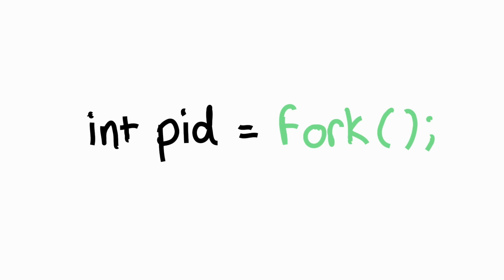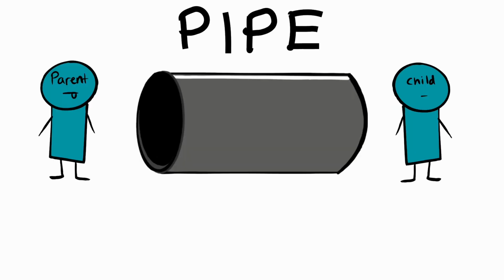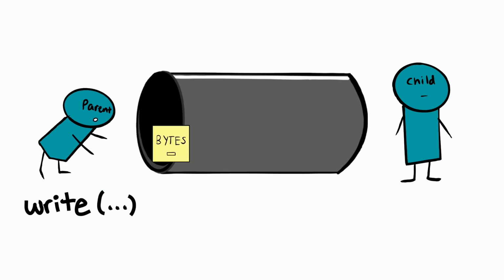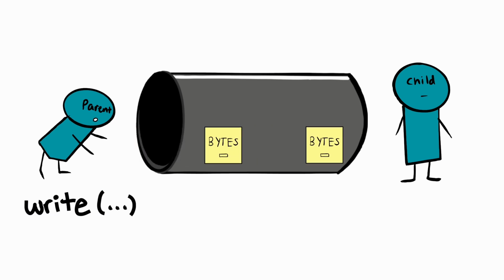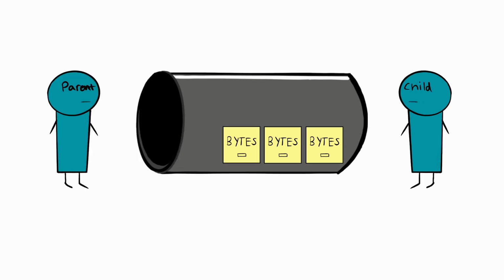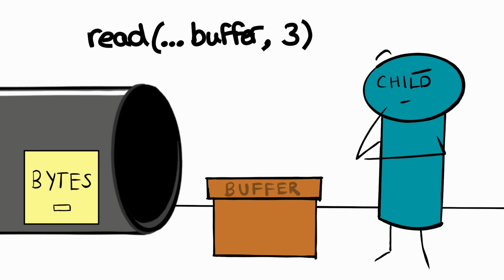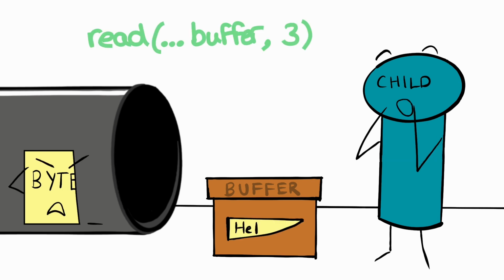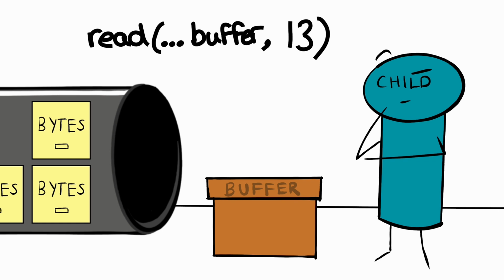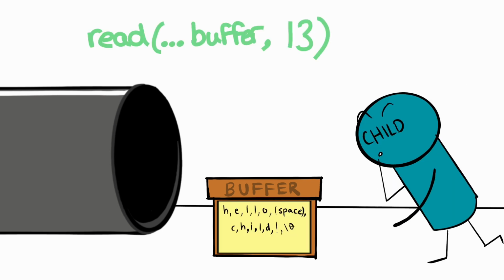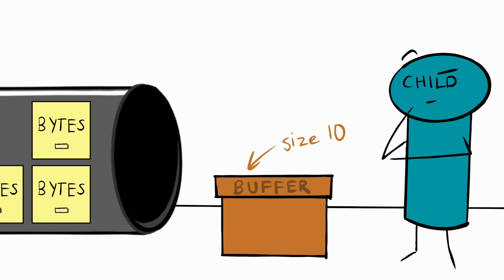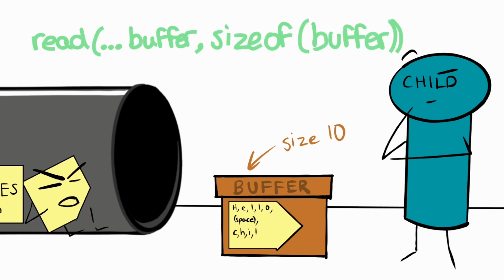For example, if we use fork, we now have two processes, a parent and a child. The parent process writes the message, "Hello child," to the child process. When the child process decides to read it, it will need to specify how many bytes to read. If it wants to read 3 bytes, it will read "Hel" into its buffer. If it wants to read the whole message, it will read "Hello child" into its buffer. If it has a buffer of size 10 and it wants to fit the message in there, it will only read "Hello Chil" into it.